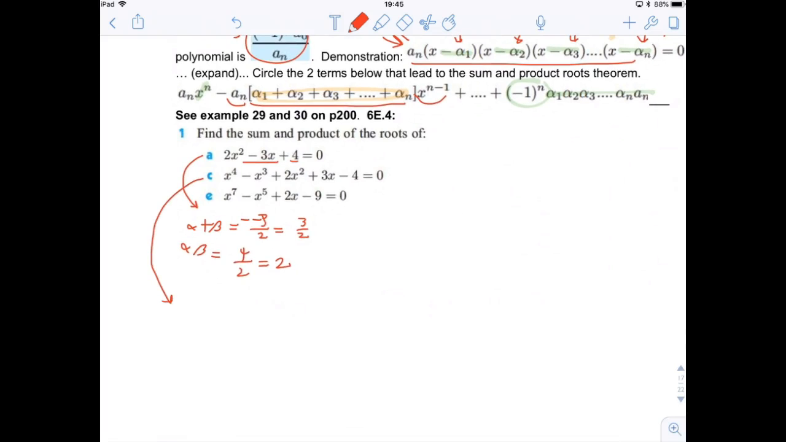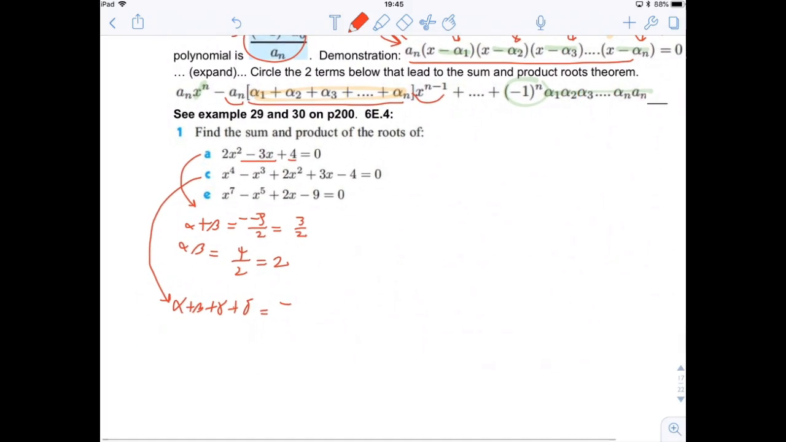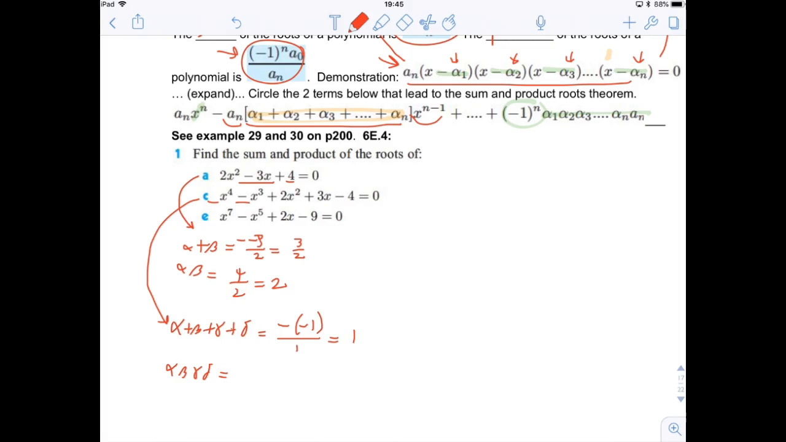Let's do C. So for C, the sum of the roots, which would be alpha plus beta plus gamma plus delta, would be equal to negative a subscript n minus 1, which is negative 1, divided by a subscript n, which is 1. So that would be 1. And then if I multiply all these roots together, I'm going to get negative 1 to the nth, which is negative 1 to the 4th, which is positive 1, times a subscript 0, which is negative 4, divided by a subscript n, which is 1. So it's negative 4.